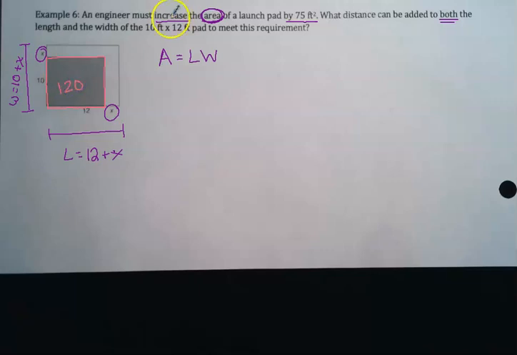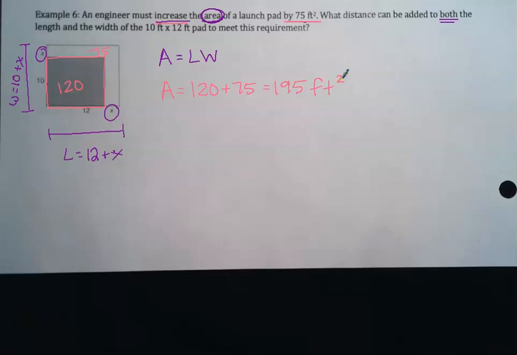And we want to increase by 75 feet. So this area up here that we're adding is 75, which means what does our area equal, or what will it equal in the end? It's going to equal the 120 plus the 75, which is 195 feet squared. I wouldn't have to put that on there because we're working, but you know.